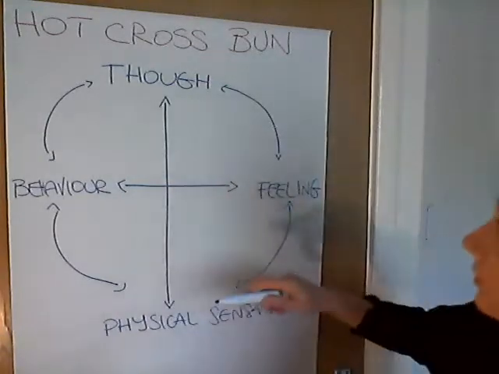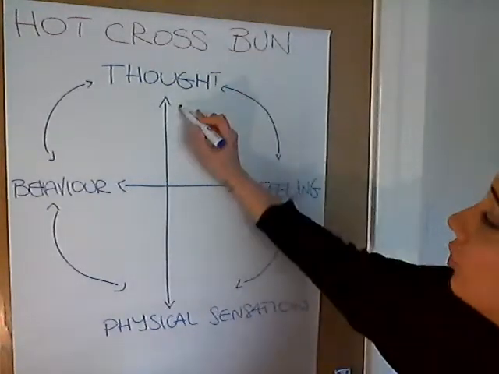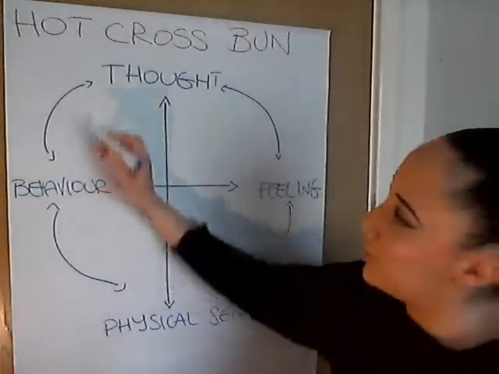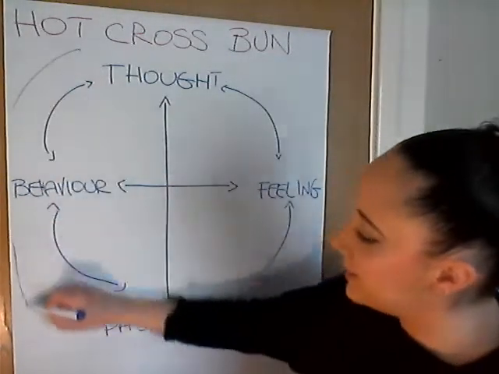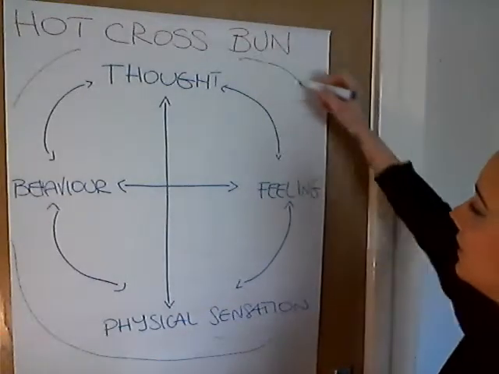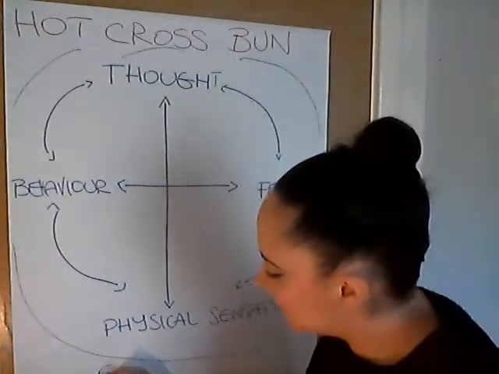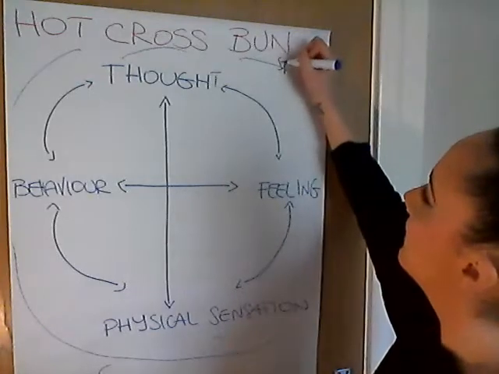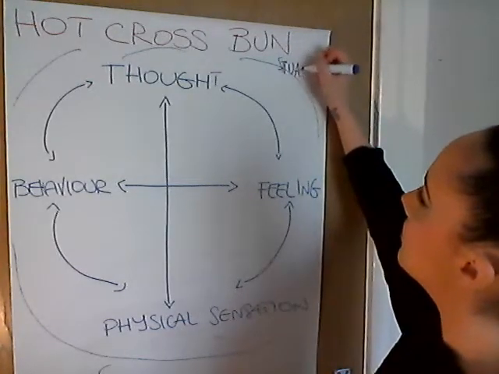So up here we've got thought, then we've got feeling, then we've got physical sensation and behavior. And imagine here there's another big circle all around, right? And that will be the situation that you can't see. So I'm just gonna write it up here. Situation, yeah.